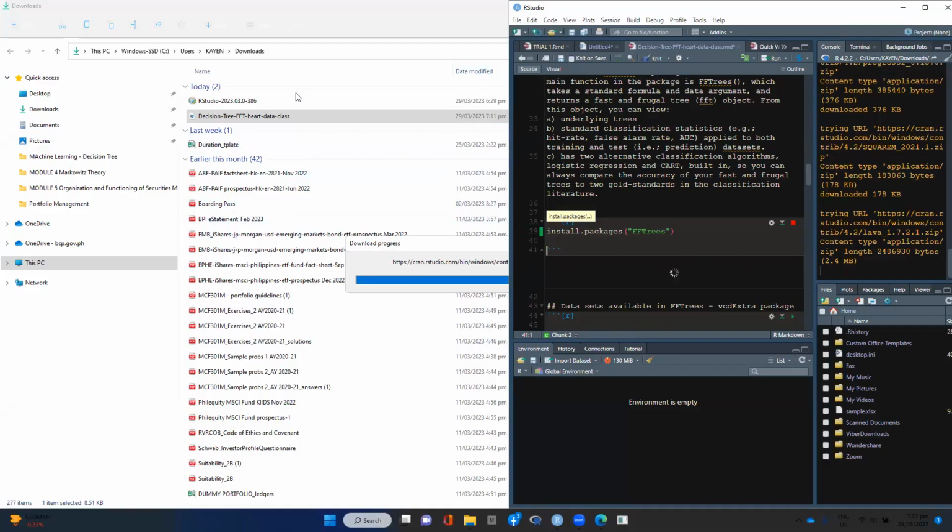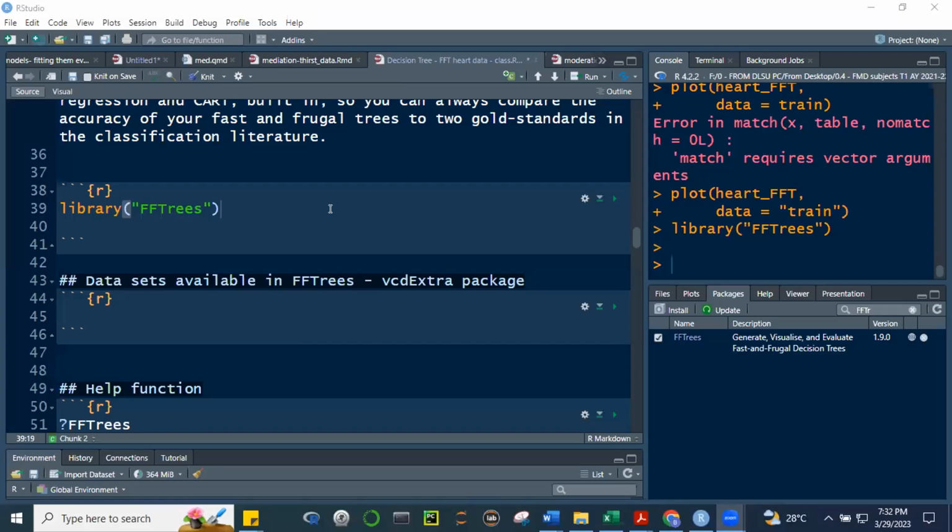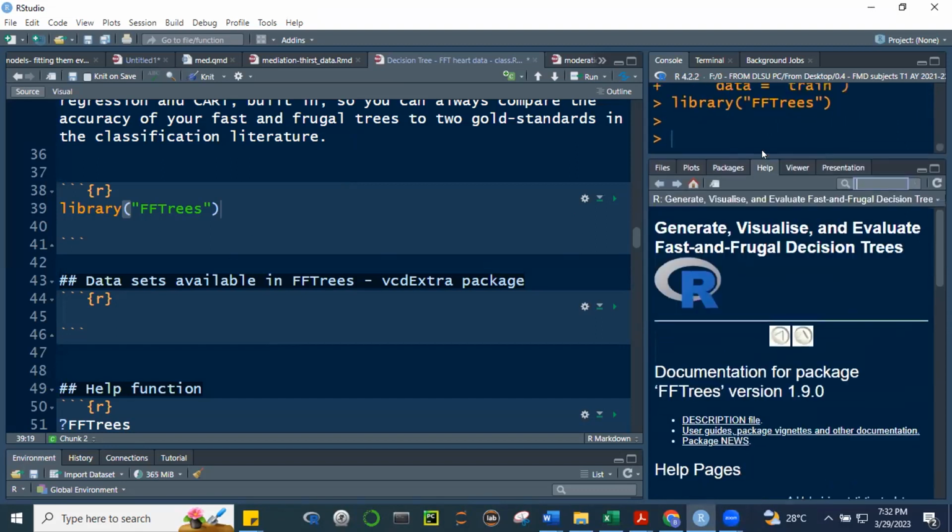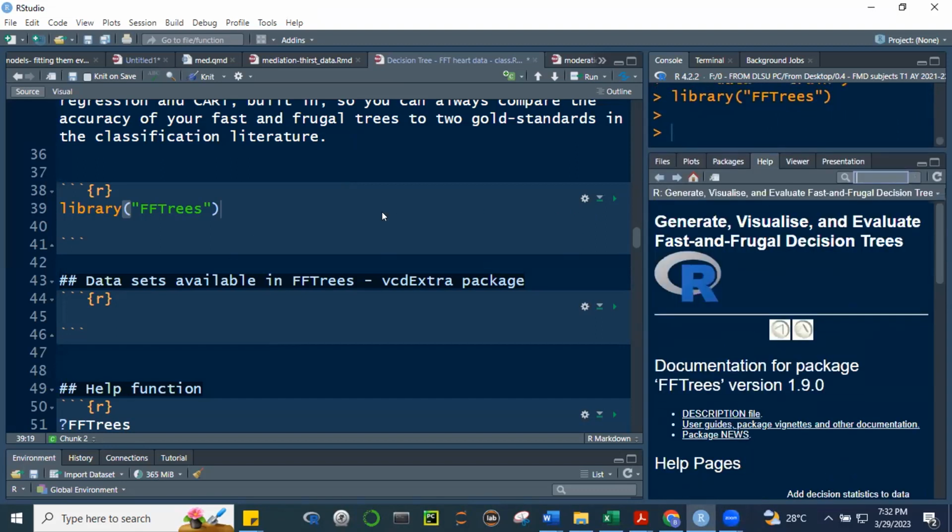Okay, how about the others? Thank you, Kayan. How about the others? Na-load nyo ba si FFTrees? Okay sa akin, sir. Okay, thank you. Okay naman. All right, good. It looks like everybody is able to load the package. I think na-load na ni Kayan, ano? Okay, all right. So this is what we'll do. Let's first check, no? Tignan natin FFTrees. I-click nyo siya dito sa packages. And what does this do?